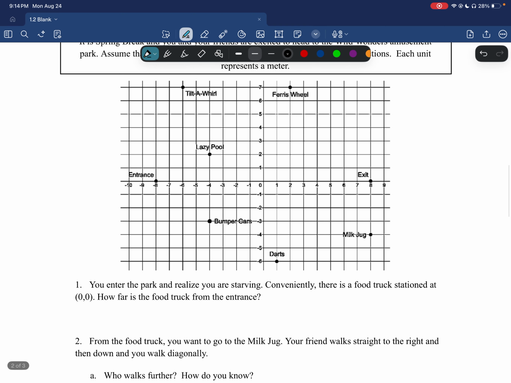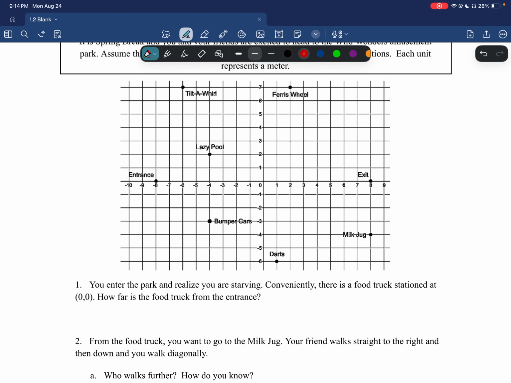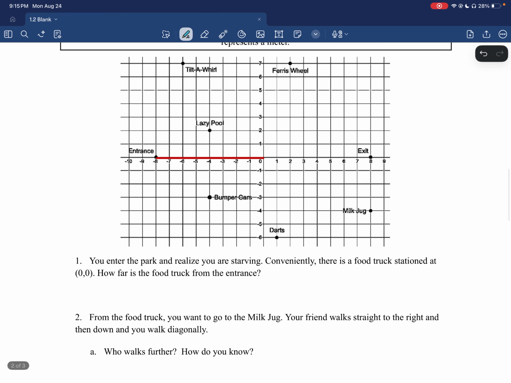Okay, question 1 says you enter the park and realize you are starving. Conveniently, there is a food truck stationed at (0, 0). How far is the food truck from the entrance? So here's the food truck at (0, 0). We walk in from the entrance, which is right here. We want to know the distance from the entrance to the food truck. Well, that shouldn't be too bad, right? If we just walk over there, we can see that it is 1, 2, 3, 4, 5, 6, 7, 8. Okay, 8 units, which up here it said each unit is a meter. So the distance is 8 meters.